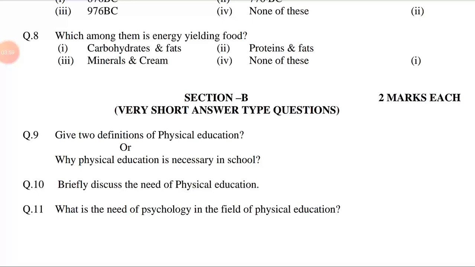Question number 8. Which among them is a energy yielding food? Option first carbohydrates and fats, second proteins and fats, third minerals and cream, fourth none of these. Answer is option first carbohydrates and fats.